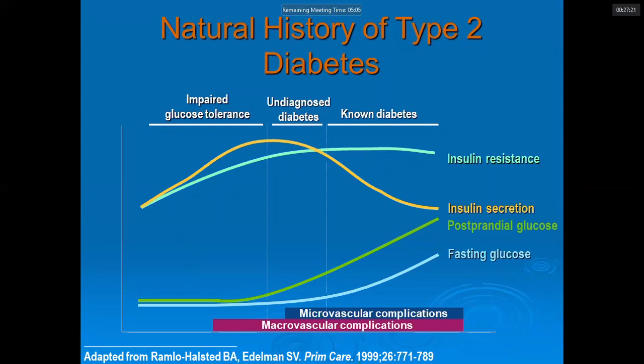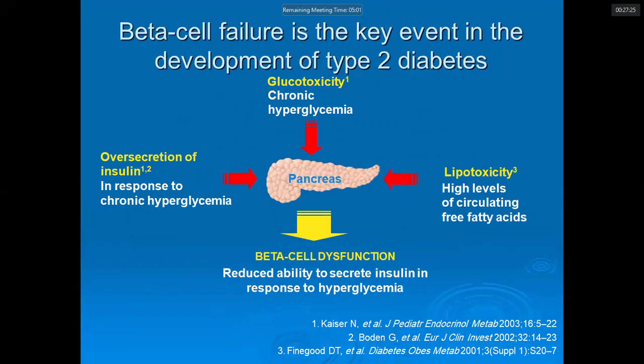And then we have complication of diabetes, of course. Beta cell failure is the key event in the development of type 2 diabetes. So beta cell failure due to glucotoxicity. High level of glucose can inhibit the beta cell secretion of insulin due to chronic hyperglycemia. So after we control blood sugar and reduce the hyperglycemia, sometimes they improve the quality of beta cell and patient improve, okay?